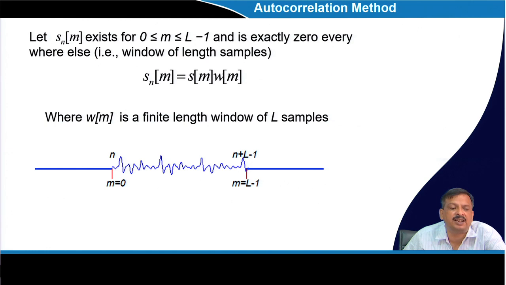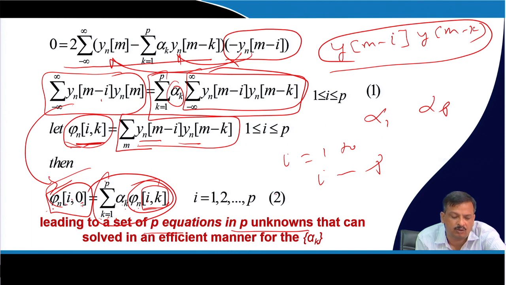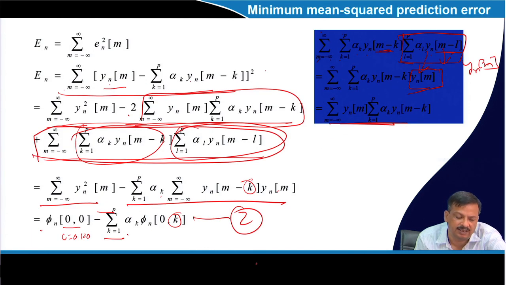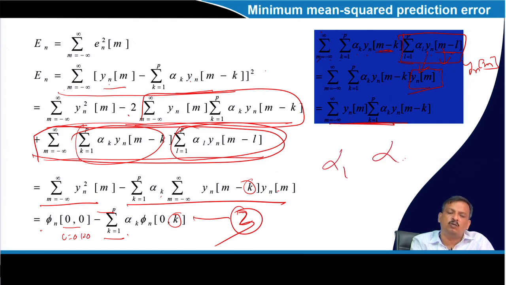Now, this is equation number 2 and this is equation number 3. So from these two equations, how do I calculate the values of α1 to αp? What methods exist to solve for α1 to αp?